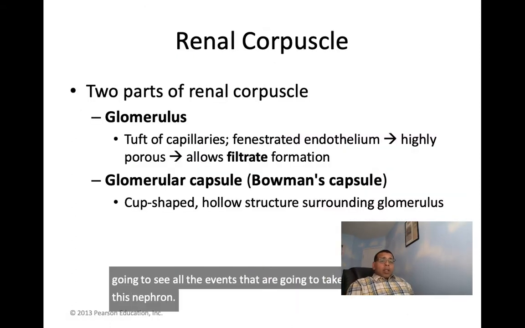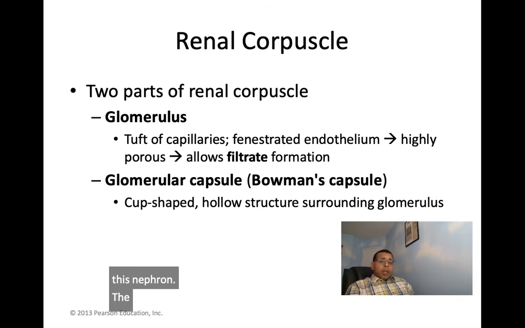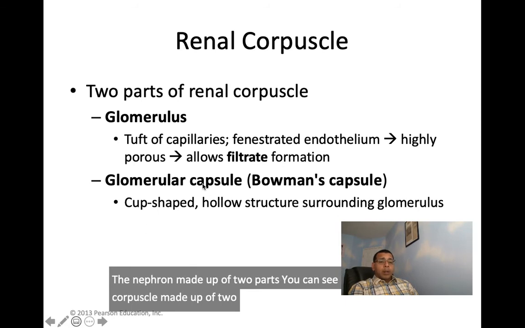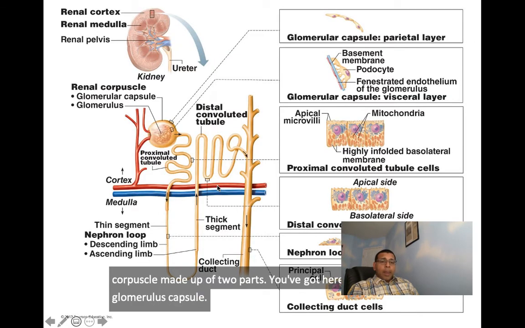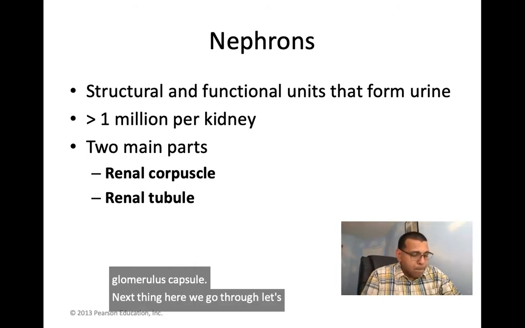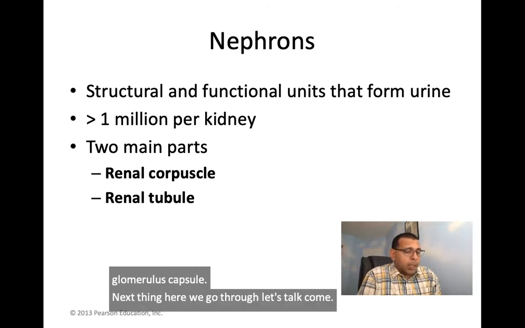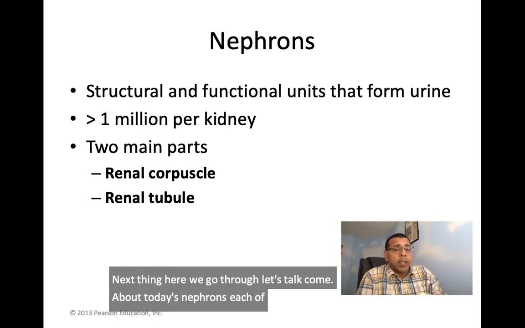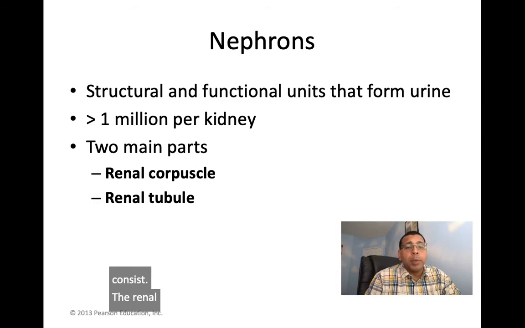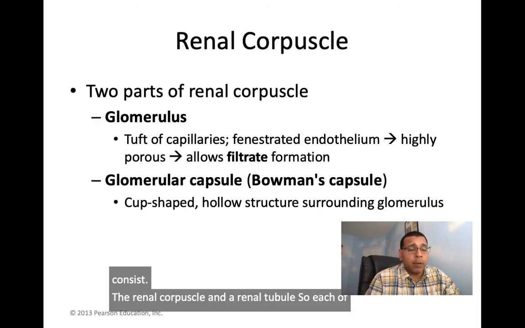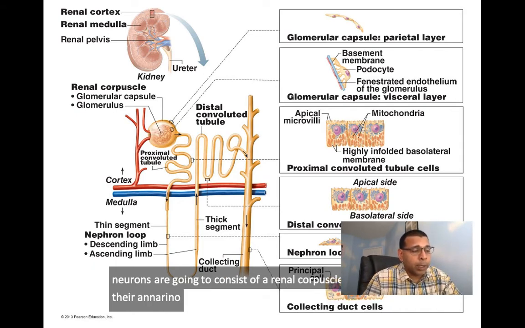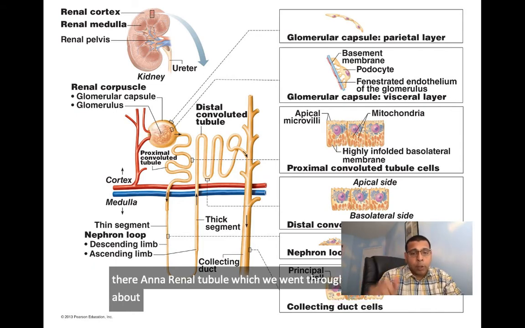So the renal corpuscle is made up of two parts. You've got here the glomerulus and the glomerular capsule. Next, let's talk about these nephrons. Each of these nephrons is going to consist of a renal corpuscle and a renal tubule, which we talked about there, and we divided that tubule up into the different parts as well.